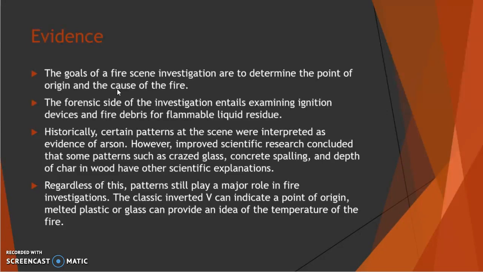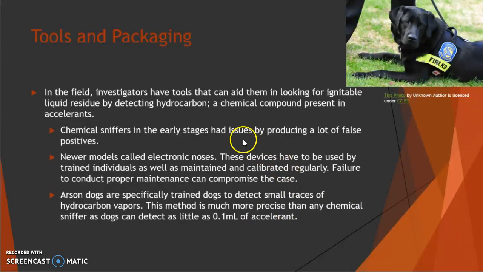Historically, certain patterns in the scene were examined and they were admitted as evidence. However, scientific research in this field concluded that some of these patterns were not as accurate as they seem to be. For example, crazed glass, concrete spalling, and depth of char in the wood. Regardless of this, patterns are still used to this day. For example, the classic inverted V can indicate a point of origin, and the melted plastic or glass can provide the idea of how hot the fire was burning.